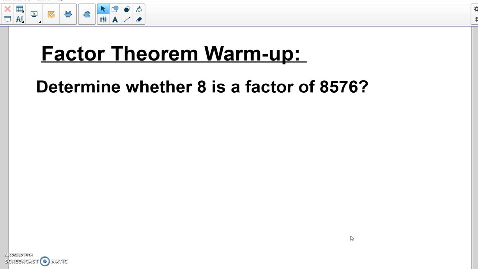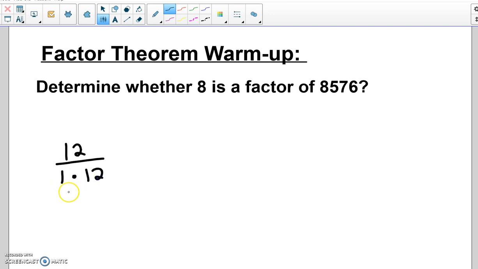So here's what we do. First of all, just to review what factors are. Factors are the numbers that would multiply to give you a bigger number. So I'm going to start with something small like 12. The factors of 12 would be 1 times 12, 2 times 6, 3 times 4, and then of course 6 would be the next one, but we've already got 6 here. It'd be 6 times 2. So we've got them all when we start repeating ourselves. So 1, 2, 3, 4, 6, 12. These are the factors of 12.